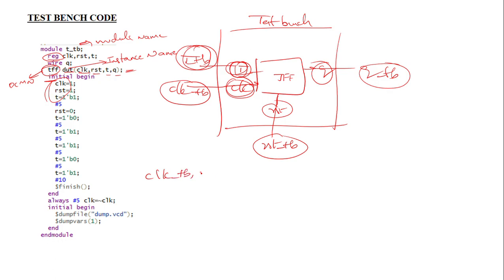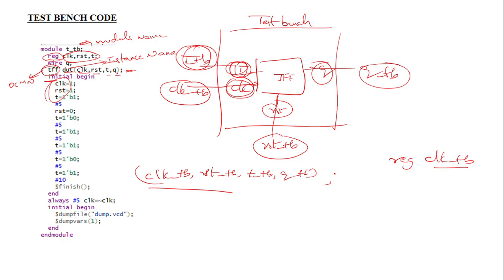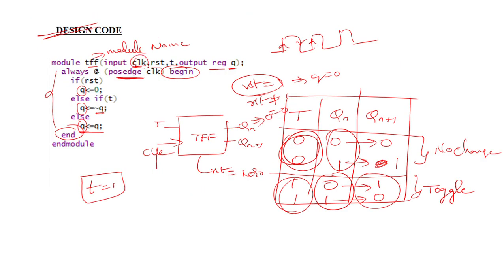You can write like this also: clock underscore TB, reset underscore TB, Q underscore TB, like that. When you write this way, you have to mention the variables, for example clock as reg clock, and so on. If you mention like this, it may be clumsy. So forget about this and simply follow the order: clock, reset, T, Q. You have to simply write that same order here. That means your clock is going to be connected to the clock here.